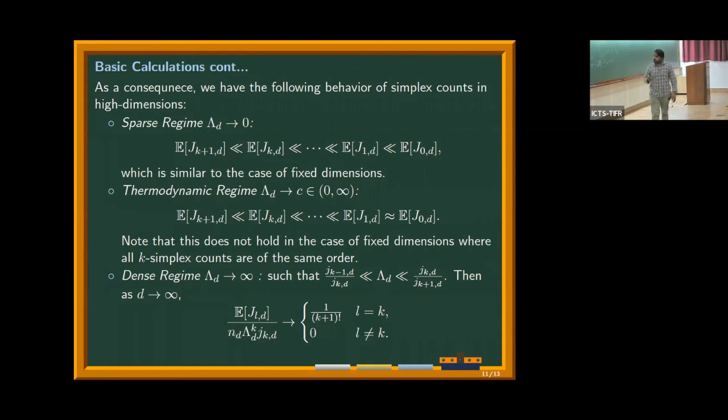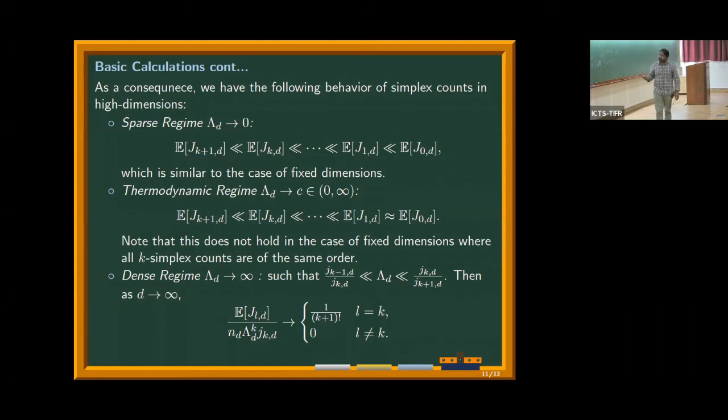And in the dense regime, now since we have this... you have 2 minutes. Okay, good. So in the dense regime, when we have this ratio of ratios going to 0, as a consequence, we get that J_k,d divided by J_{k+1,d} is dominated by J_{k-1,d} divided by J_k,d. Therefore, we can choose lambda_d such that this is satisfied, and in that scenario, we have this result.